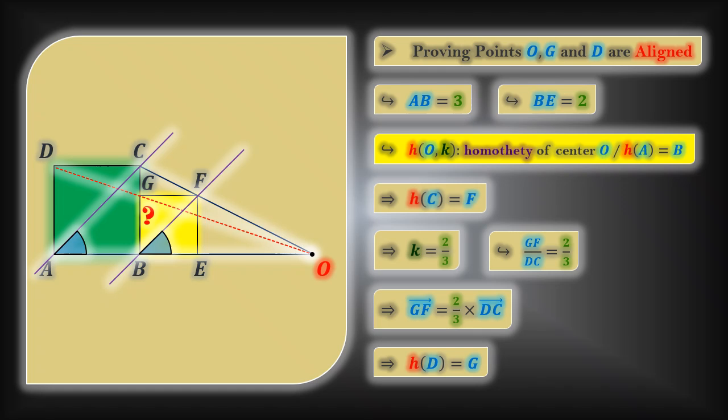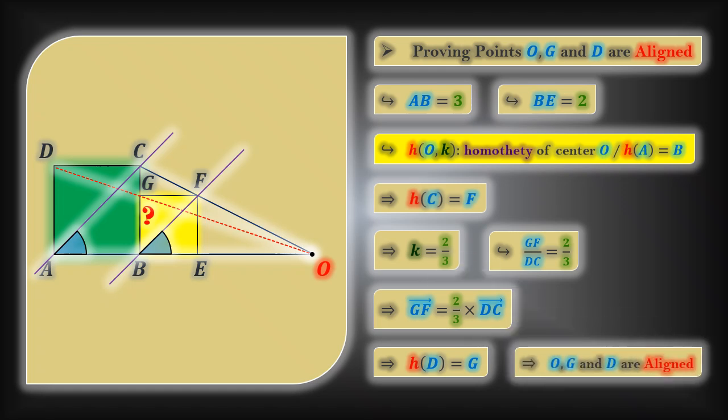Since, under a homothety, a point and its image are always aligned with the center of the homothety, we conclude that O, D, and G are collinear. We have successfully shown that point G is the image of point D under a homothety centered at O with ratio 2 divided by 3. As a consequence, the points O, D, and G must lie on the same straight line. And that completes the proof.